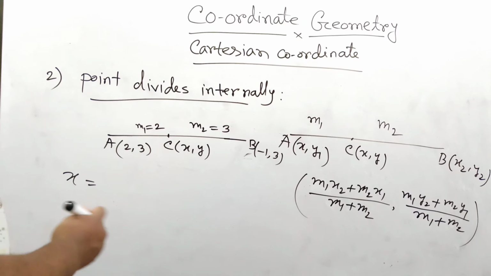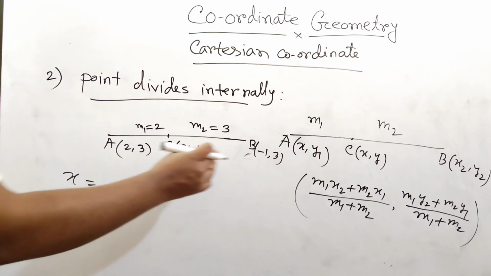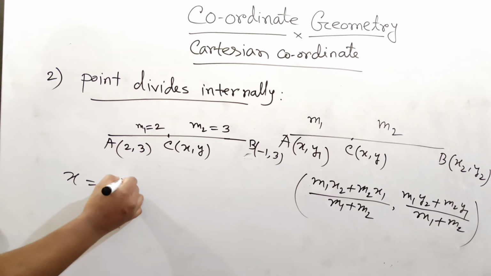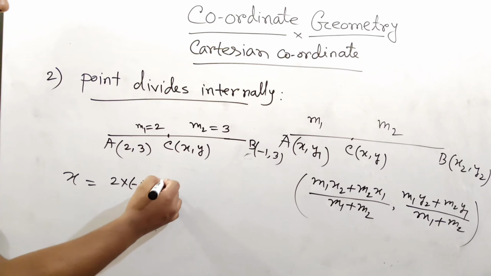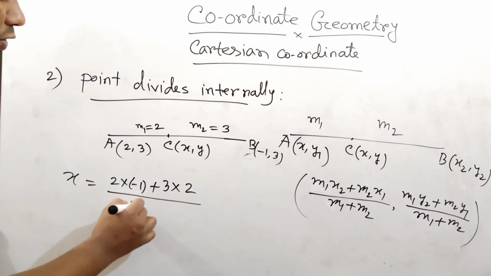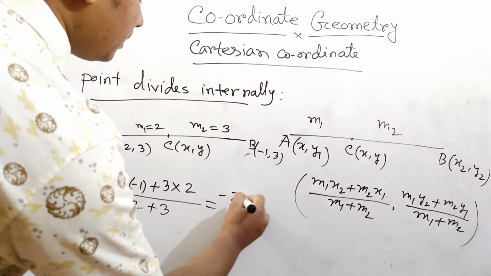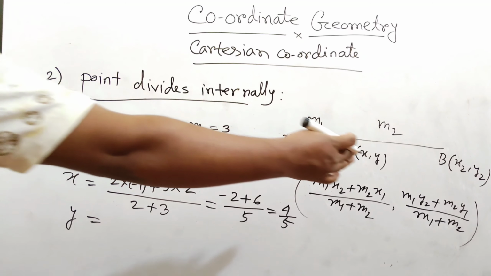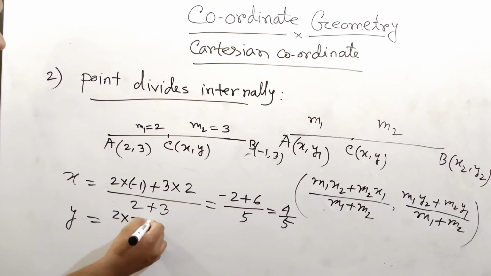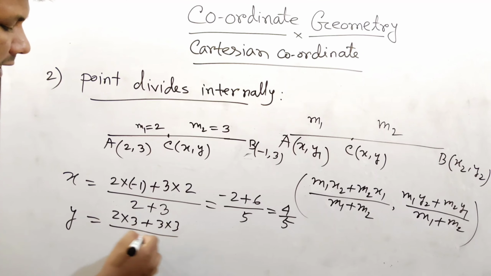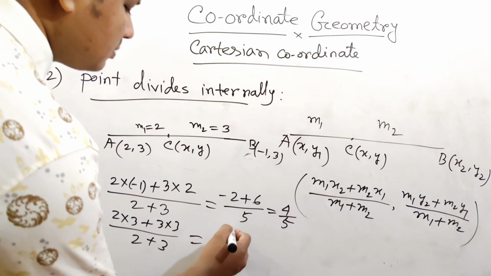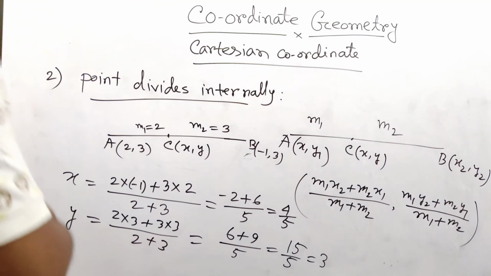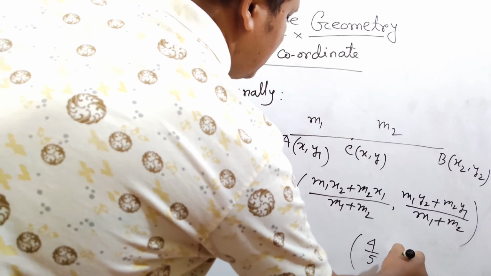So by using this formula you can easily find the value of x. So this is the x1 y1, this is the x2 y2, this is m1, this is m2. Just use this formula, that is m1 multiplied by x2, that is 2 multiplied by -1, plus m2 that is 3 multiplied by 2, divided by 2 plus 3, that means -2 plus 6 over 5, so that is 4 over 5. And for finding the value of y, same formula, m1 y2 that is 2 multiplied by 3 plus 3 multiplied by 3, divided by 2 plus 3, that means 6 plus 9 over 5, so 15 over 5, that is 3. So the coordinate is 4 over 5 and 3.